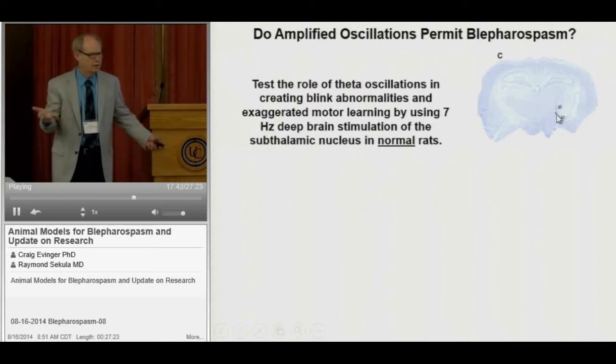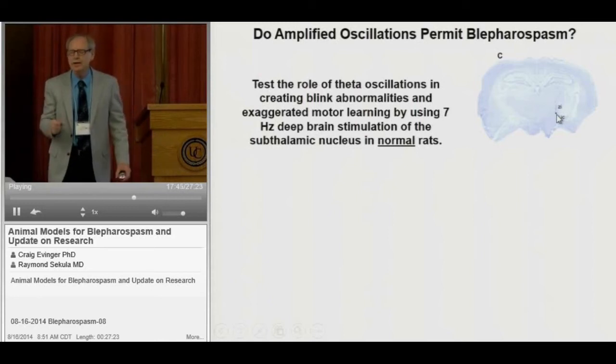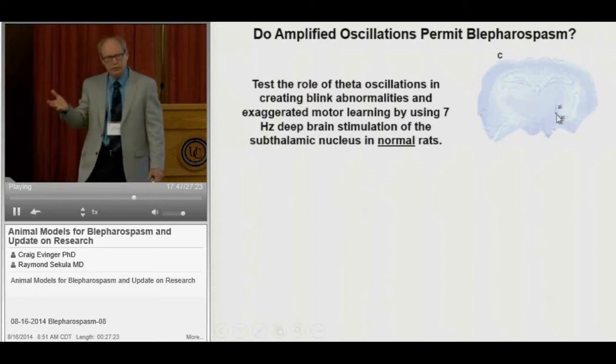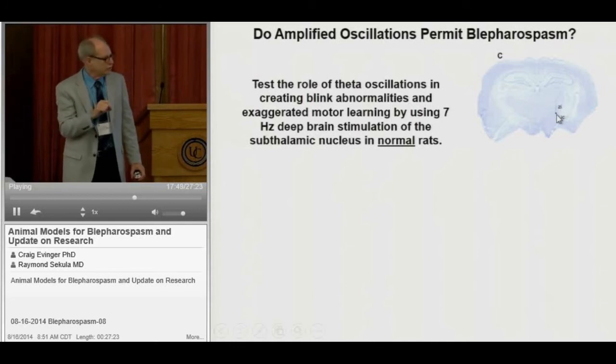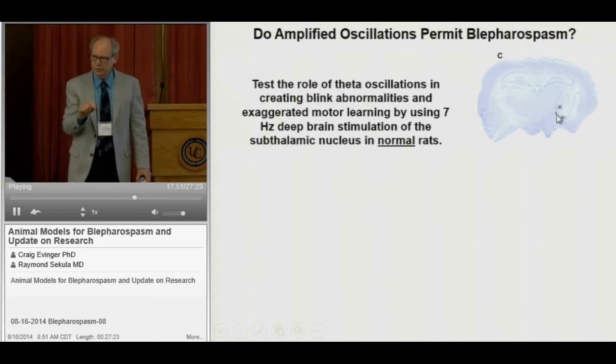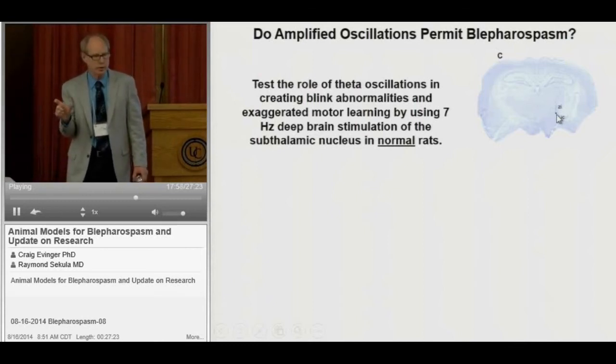You're saying, 130 hertz? Where did this come from? It turns out, and I'm sure Dr. Richardson will talk more about that, when they take patients and use deep brain stimulation, they stimulate at 130 hertz. Now, I have no idea why that number was picked, but it works exceptionally well.